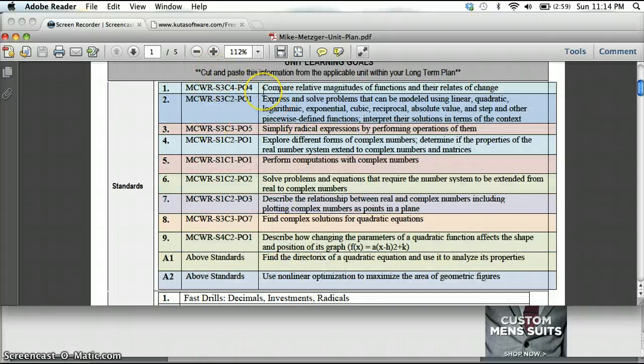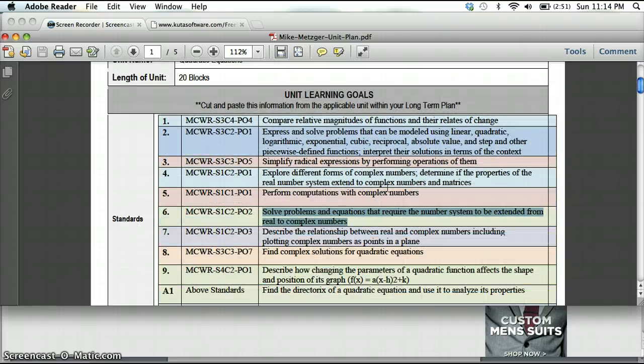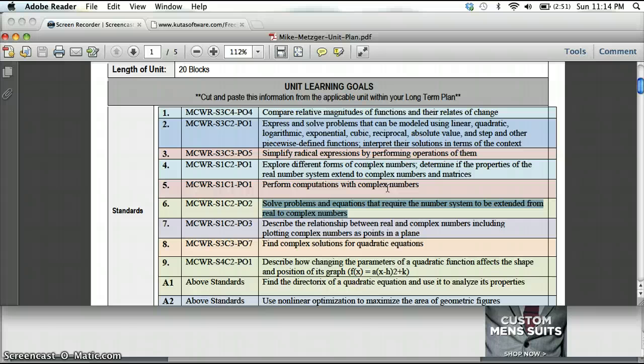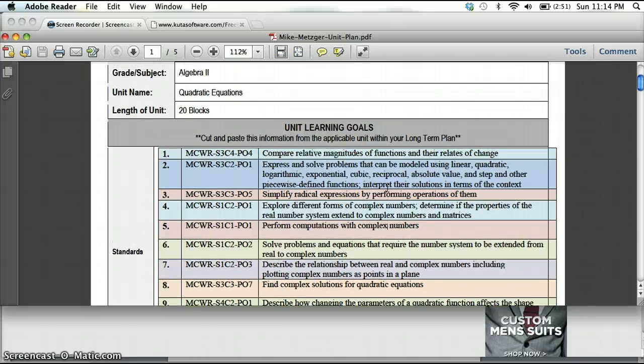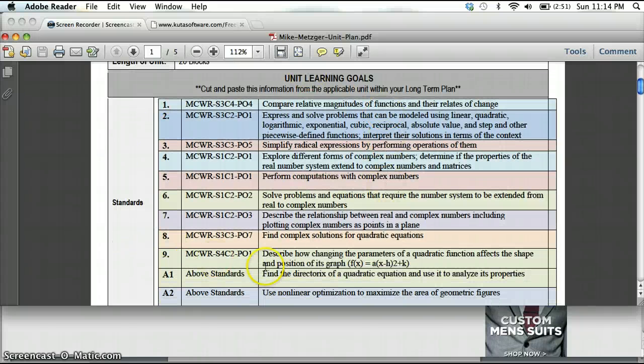I'm just going to read off a couple of them. The first learning goal is to compare relative magnitudes of functions and how they relate to rates of change. He also writes that they have to find complex solutions of quadratic equations, and to be able to solve problems and equations that require the number system to be extended from real to complex numbers, because quadratic equations have both real numbers and complex numbers. Now, once he's broken the quadratic equation into 9 different learning goals, it doesn't matter how many learning goals you have.